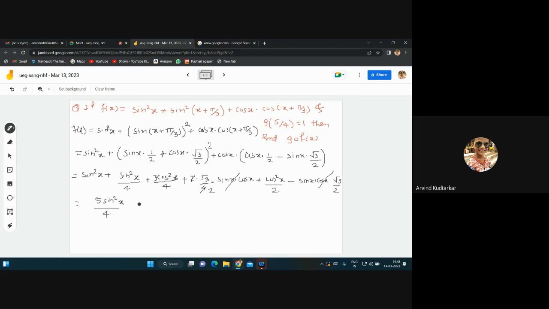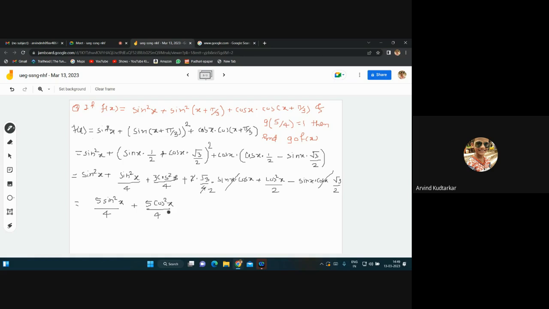Plus, what is next? The sum of the terms having cos square x: 3/4 into cos square x and one cos square x by 2. Multiplying and dividing by 2 here, 2 into 2 is 4, and this 2 plus 3 is 5, so 5 cos square x upon 4.